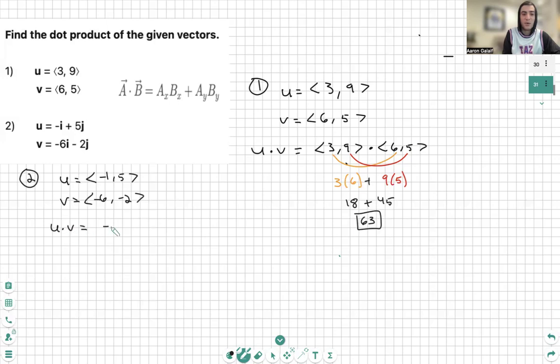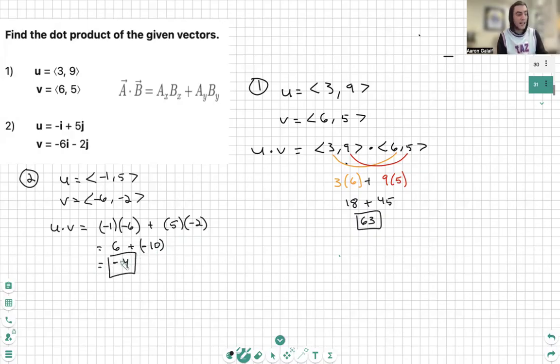This is going to equal -1 times -6. And we're going to add that to the y's being multiplied, which is going to be 5 times -2. We see that this is a +6. This is a -10. And we can clearly see that our answer for our dot product for number two is -4. That's it. That is all we do. That is how we find the dot product between two vectors.